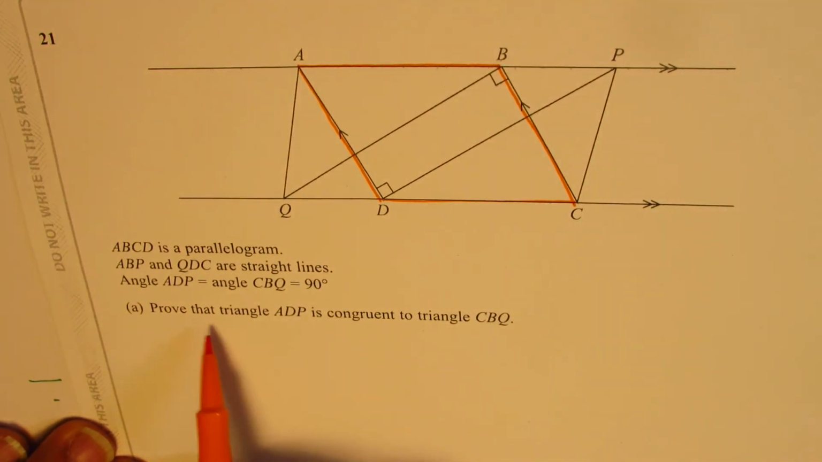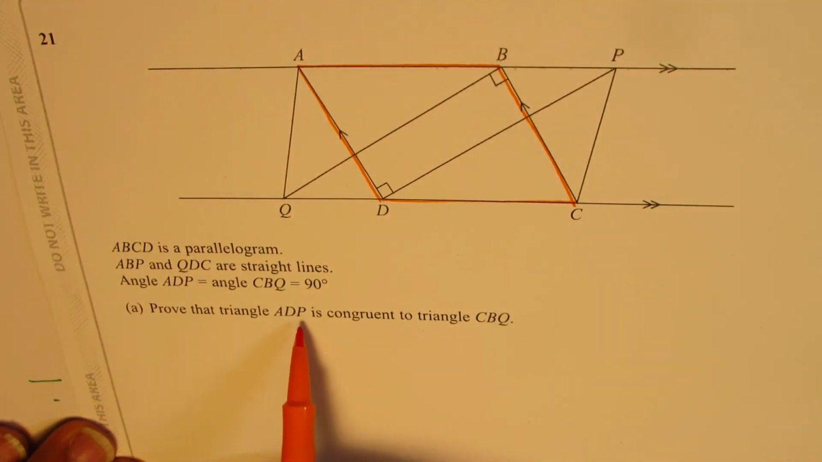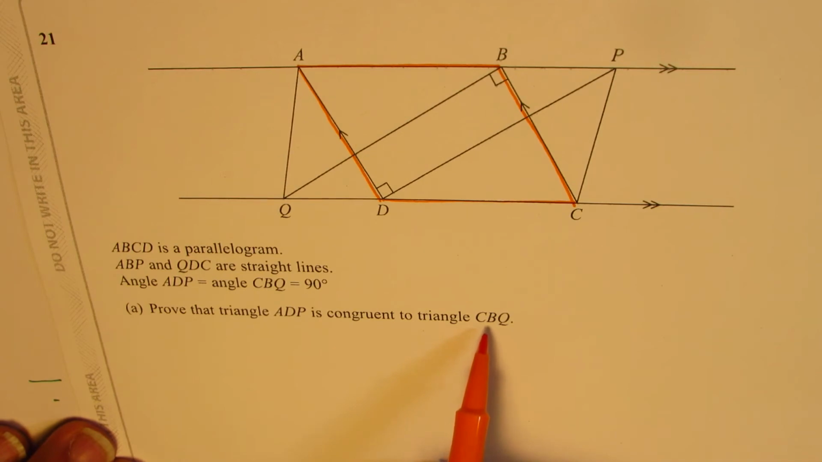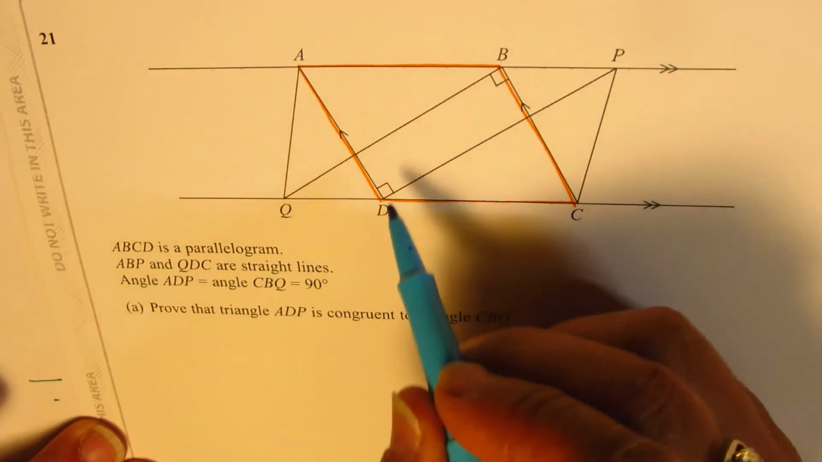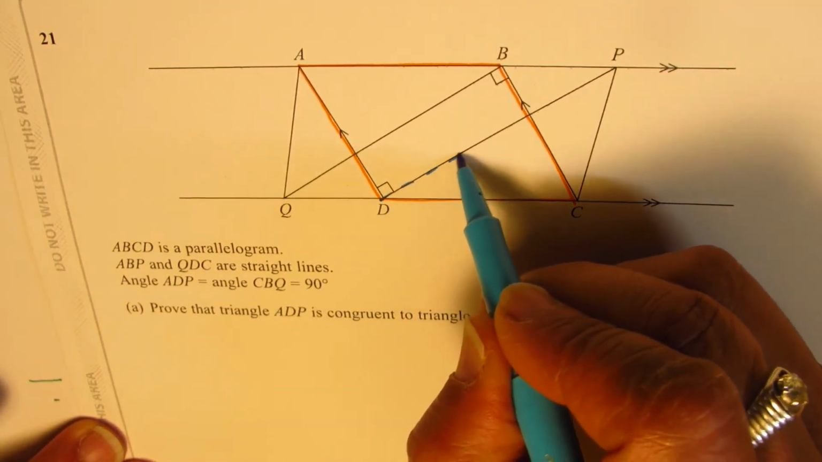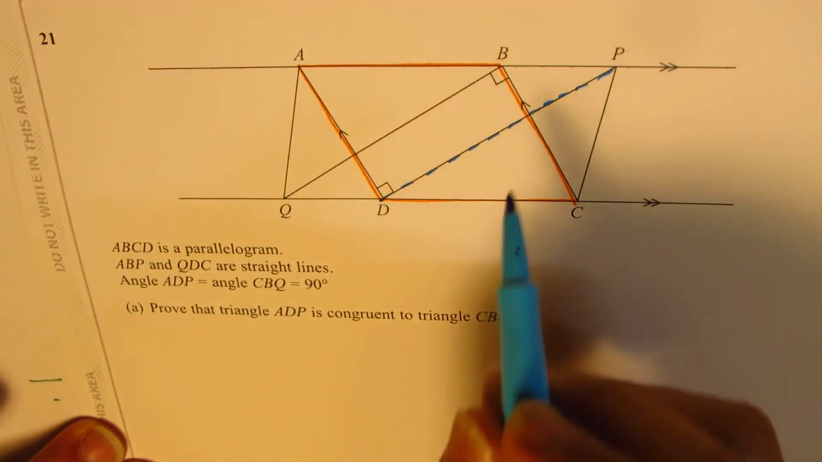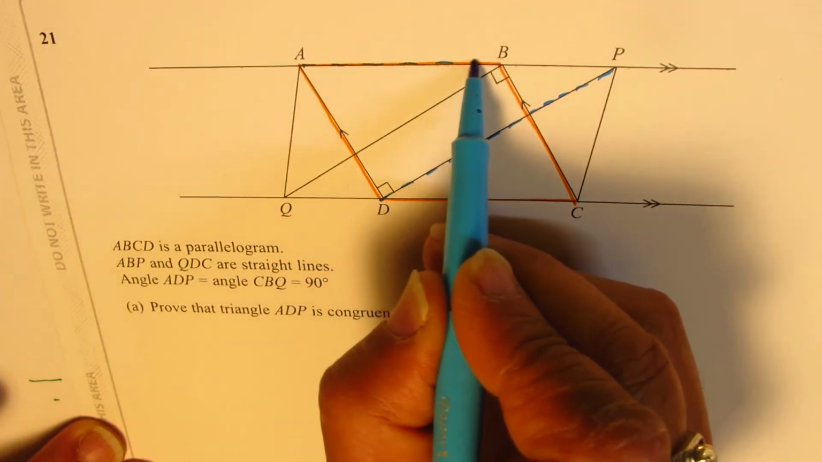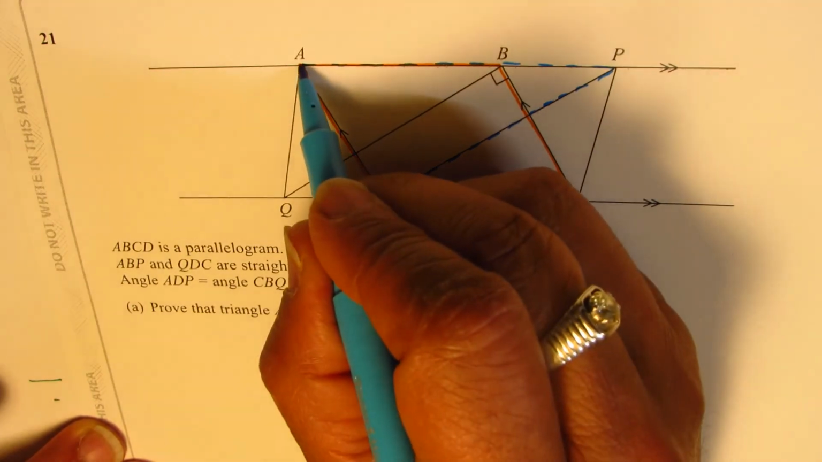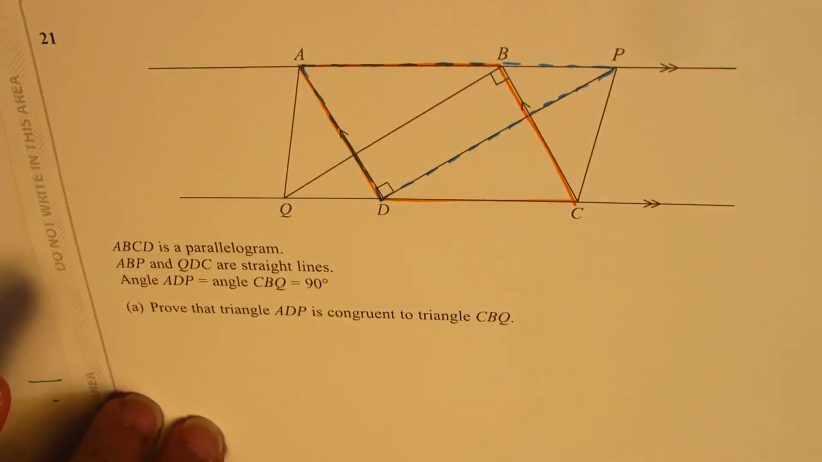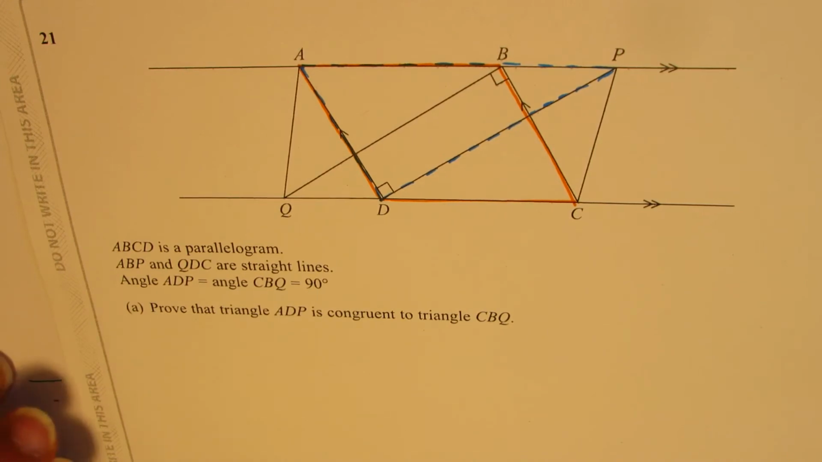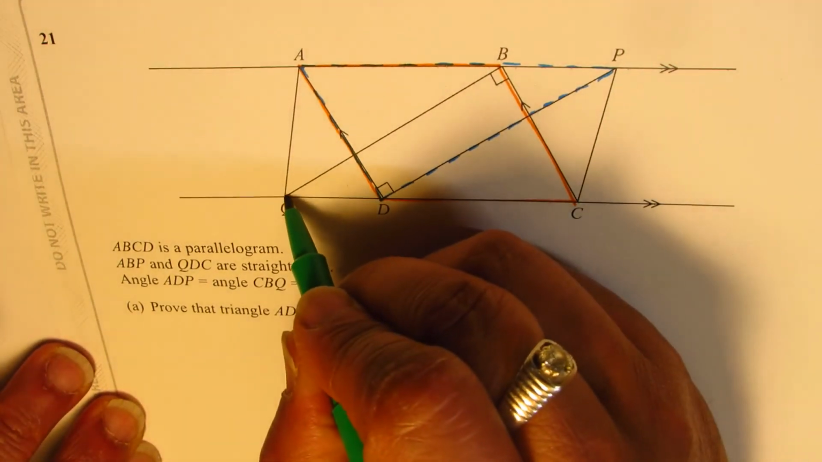Part A is prove that the triangle ADP is congruent to triangle CBQ. So let's mark these triangles so that's easier for us to understand what we need to prove. ADP, so we're looking into this triangle. ADP, right? So is congruent to CBQ. CBQ is that triangle.